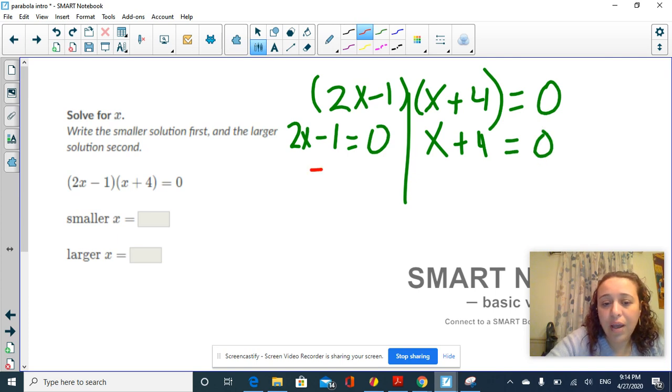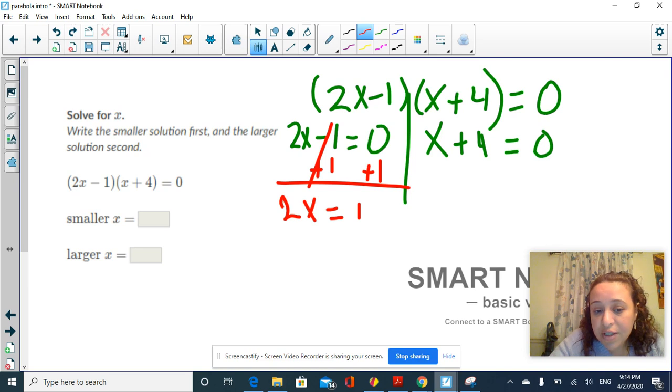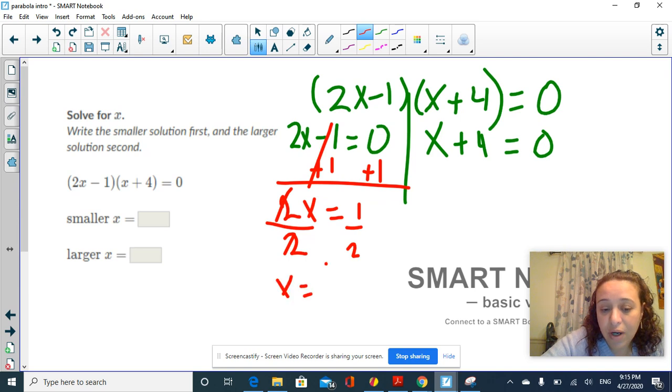Okay, add 1. Now we have 2x equals 1. Get rid of this 2 and keep x alone to find the value of x. This is multiplication. What is the inverse of multiplication? It's division. We will divide by 2. This will be the first solution, x equals 1/2.